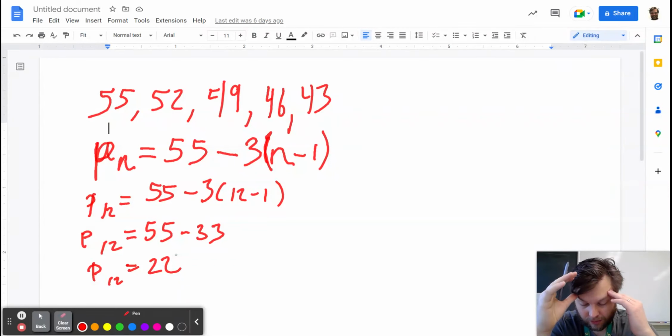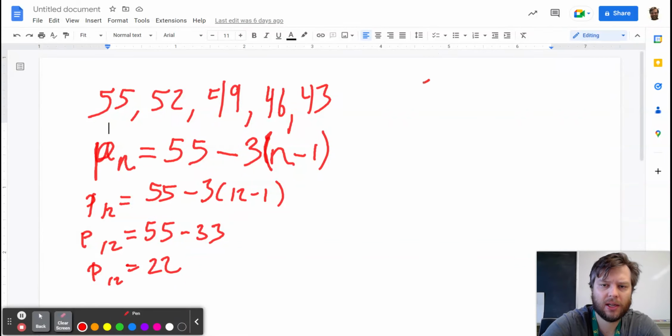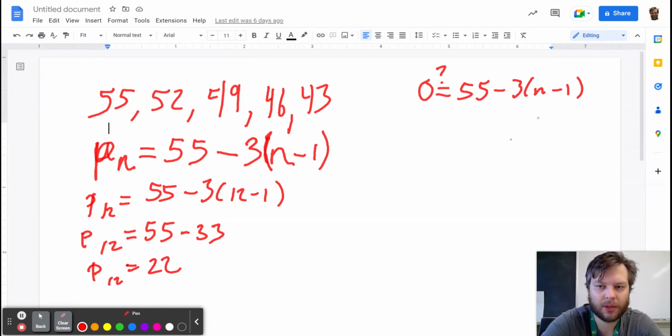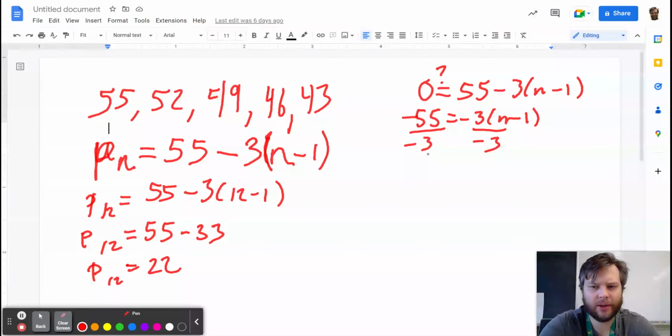Determine when Pablo will make his last payment is the next question. So the last payment would be figuring out when the sequence reaches 0. So I would say let's make 0 equal 55 minus 3 times n minus 1. So take away 55 from both sides. Divide by negative 3. 3 doesn't go into 55.